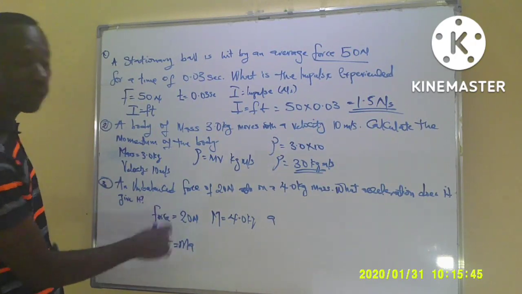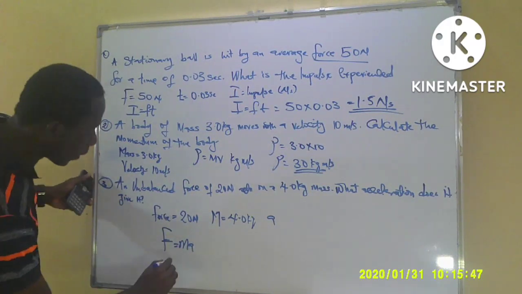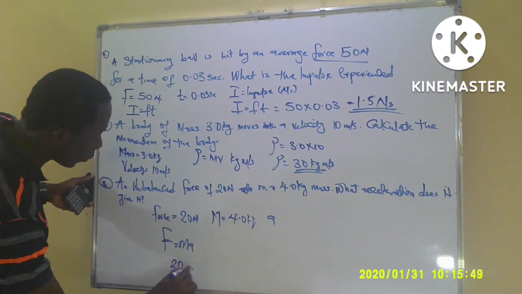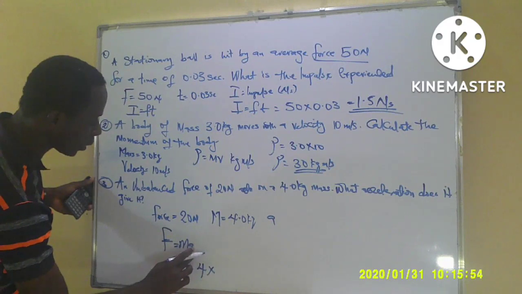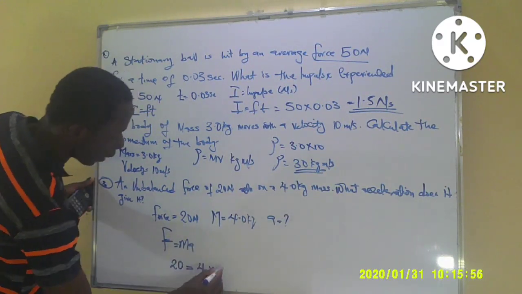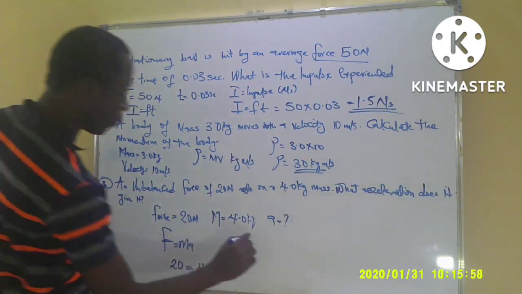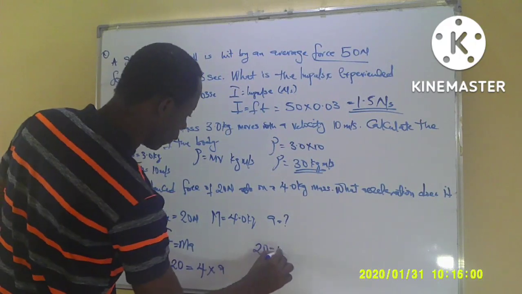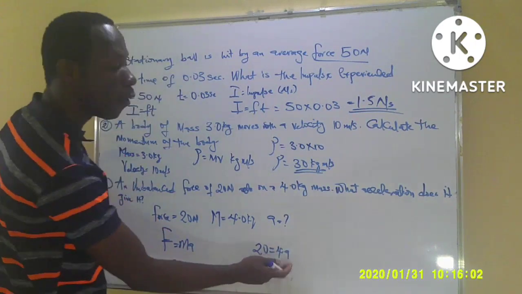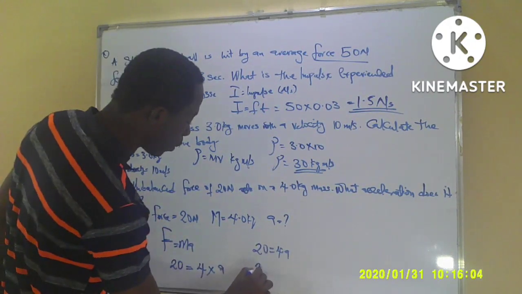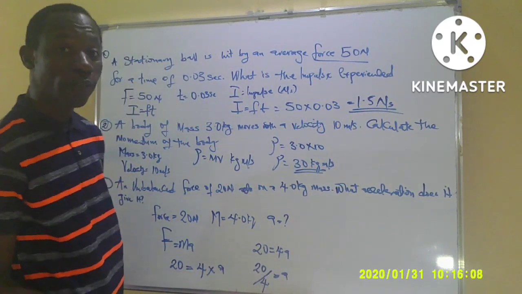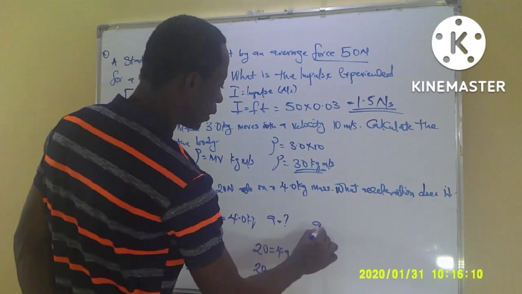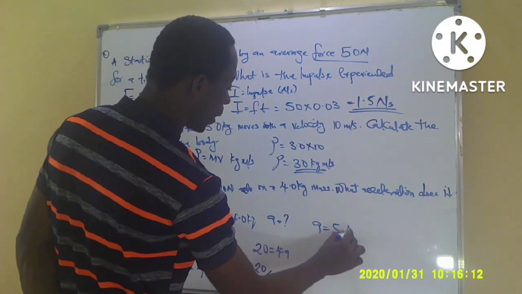We're looking for the acceleration. So let's substitute into the formula. We have 20, which is F, equal to the mass 4 times a, which we don't know. So 20 is equal to 4a. Divide both sides by 4 to get our a. 20 divided by 4 is equal to a, which gives us 5. So the acceleration is 5 meter per second square.